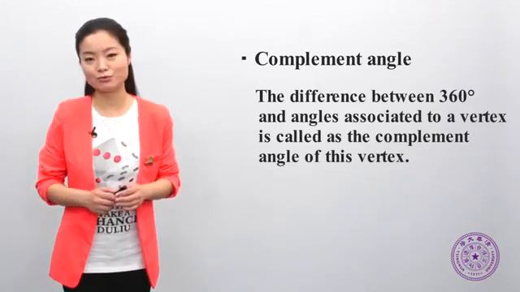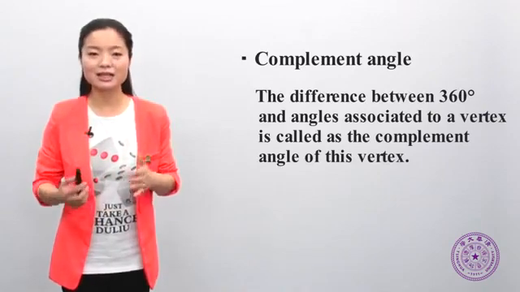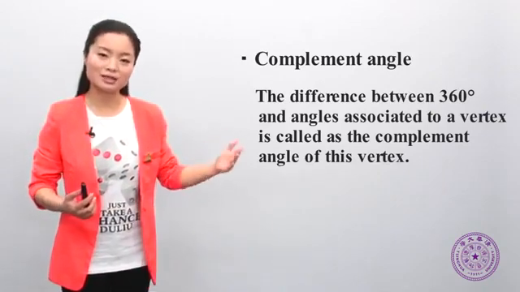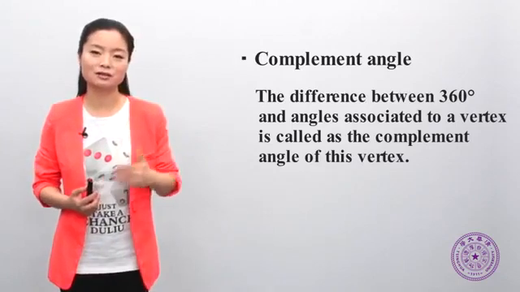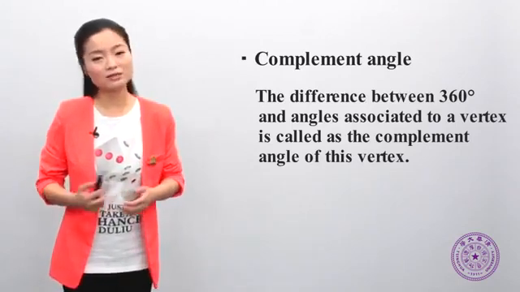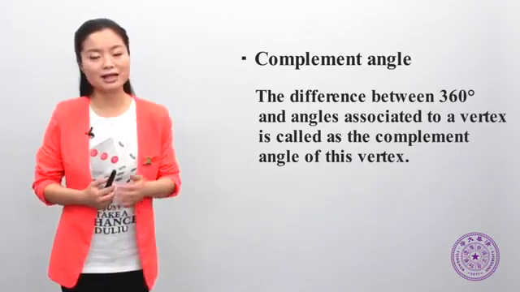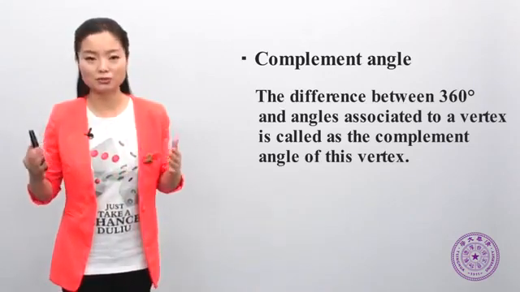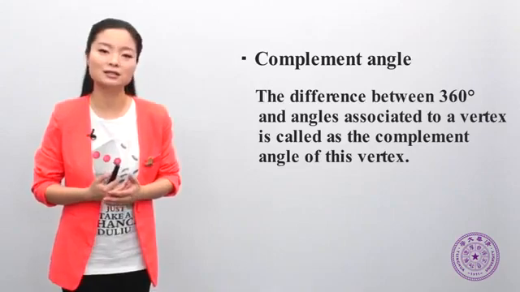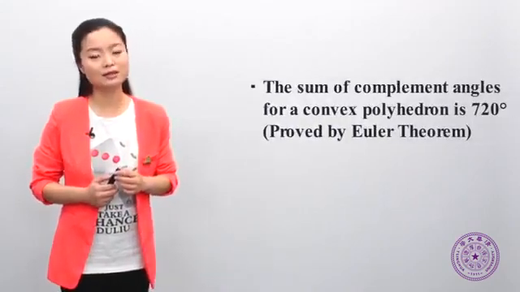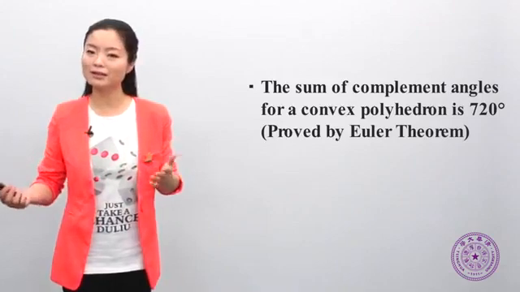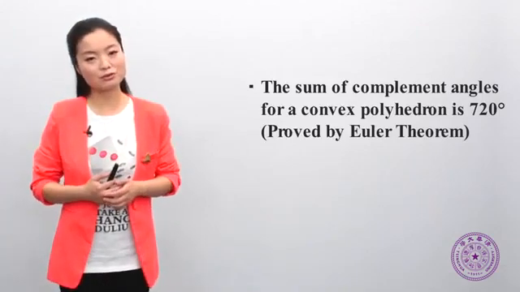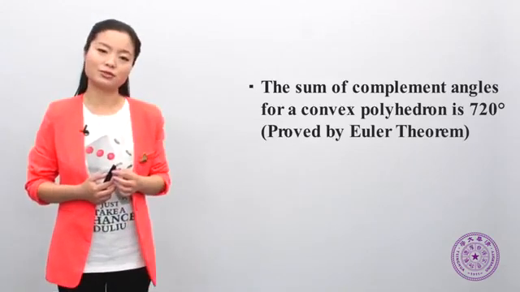Why is this concept very useful? Because with this concept, we can efficiently analyze the characteristics of the corresponding convex polyhedrons. First, it has a theorem. We can prove it based on Euler's theorem. It could be stated as: for a convex polyhedron, the summation of all the complement angles is exactly 720 degrees. The detailed proof you can practice by yourself.